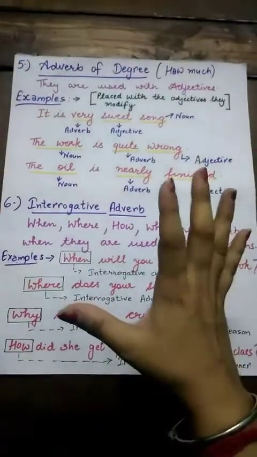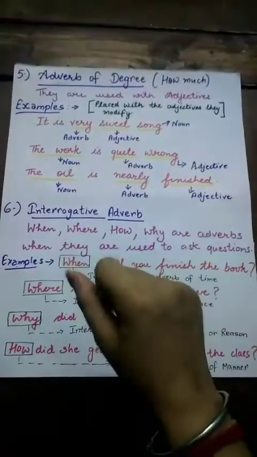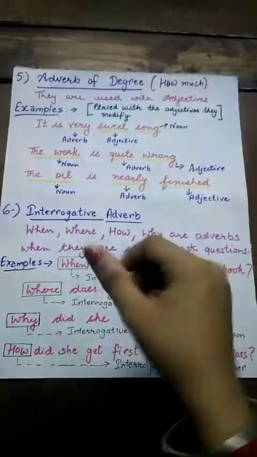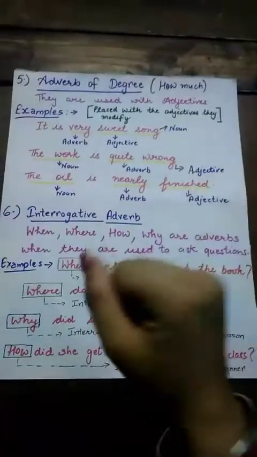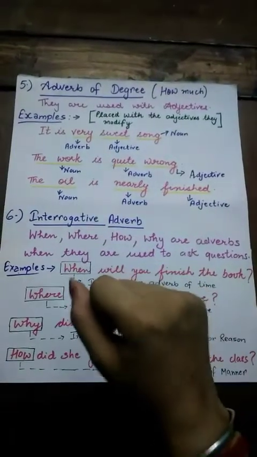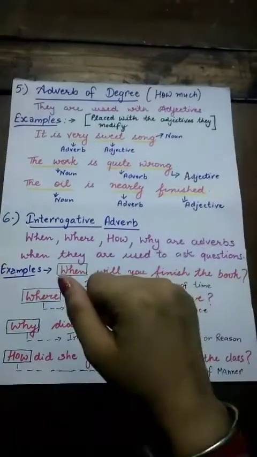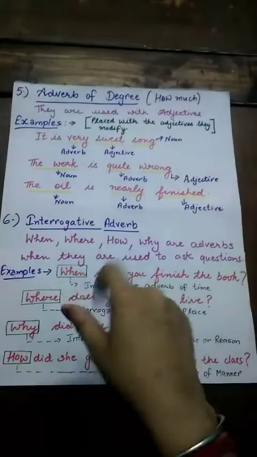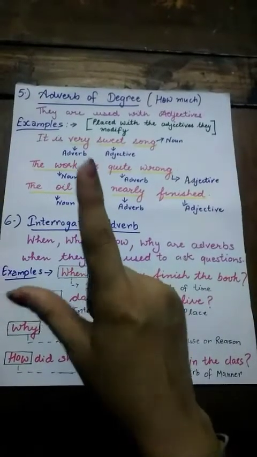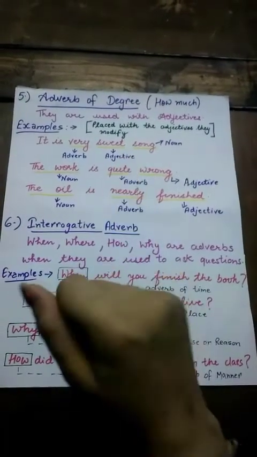Now let's talk about the fifth kind of adverb, that is adverb of degree. They are used with adjectives they modify and describe. Now read out the following examples. It is a very sweet song. Now tell me how sweet the song is. Yes, it is very sweet. So very is an adverb which gives you more information about the adjective sweet.